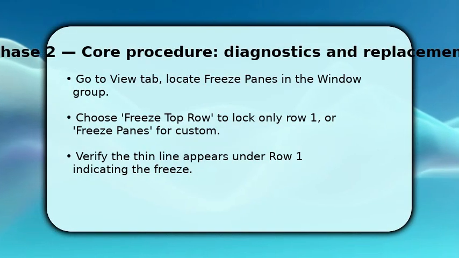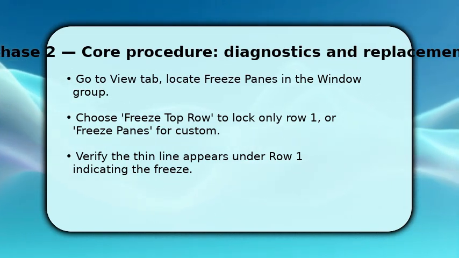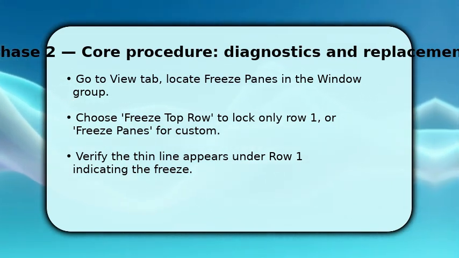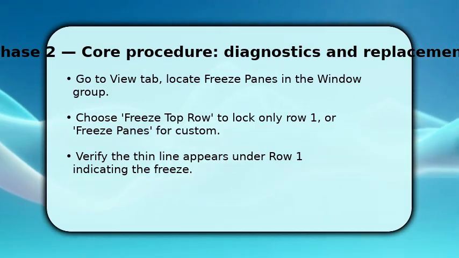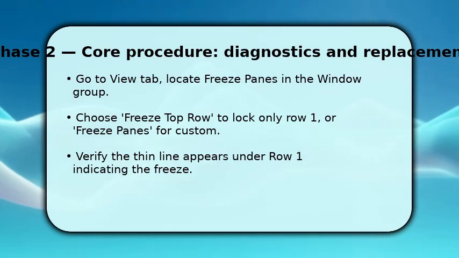You then go to the View tab and find Freeze Panes in the Window group. This is where Excel controls the visible panes. Click the drop-down and pick Freeze Top Row to lock only the first row. Choose Freeze Panes if you selected below row cells for a custom split.